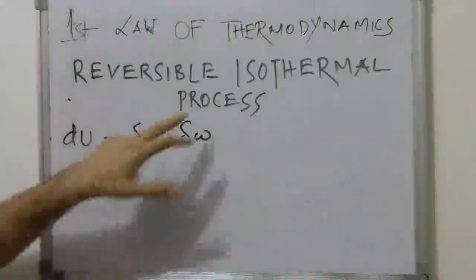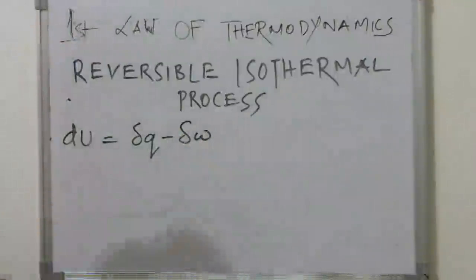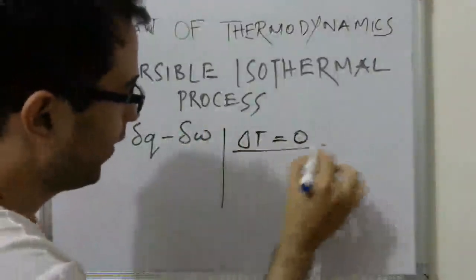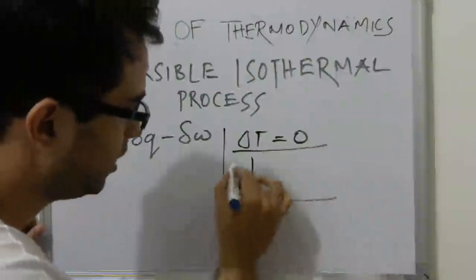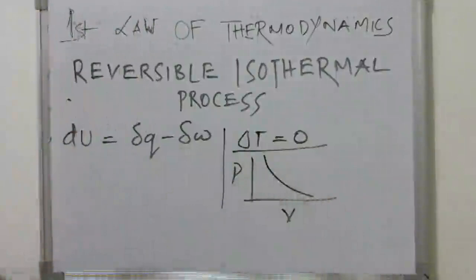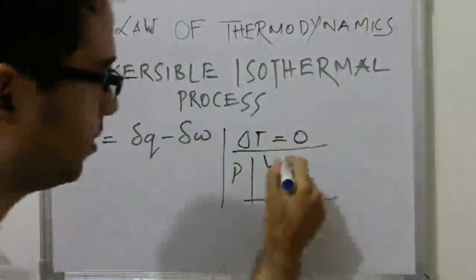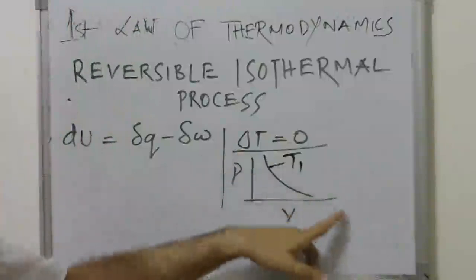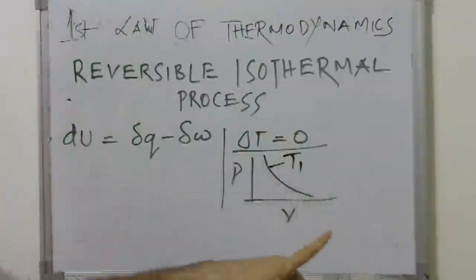So I say isothermal process. What does that mean? That means delT is 0. In a PV diagram, these are the isothermal lines for a particular temperature, let's say T1. So along these lines, there is no change in temperature.